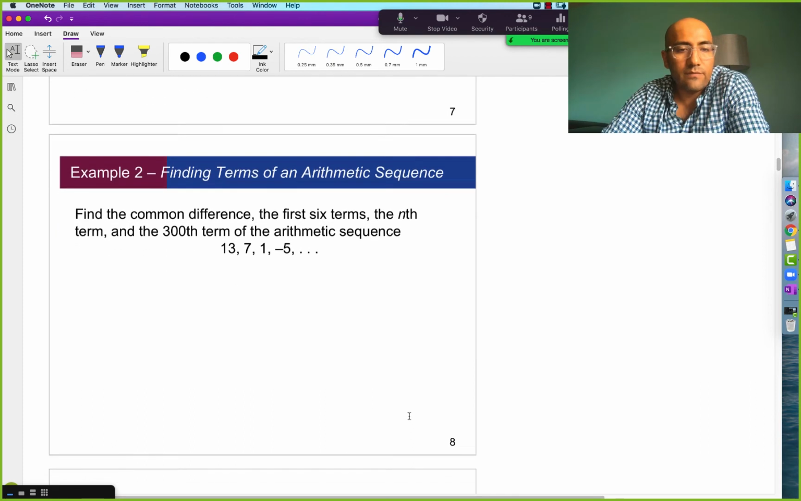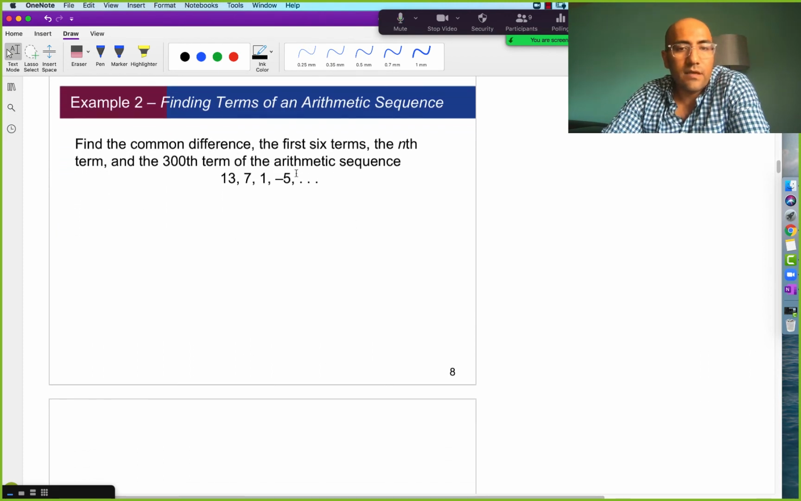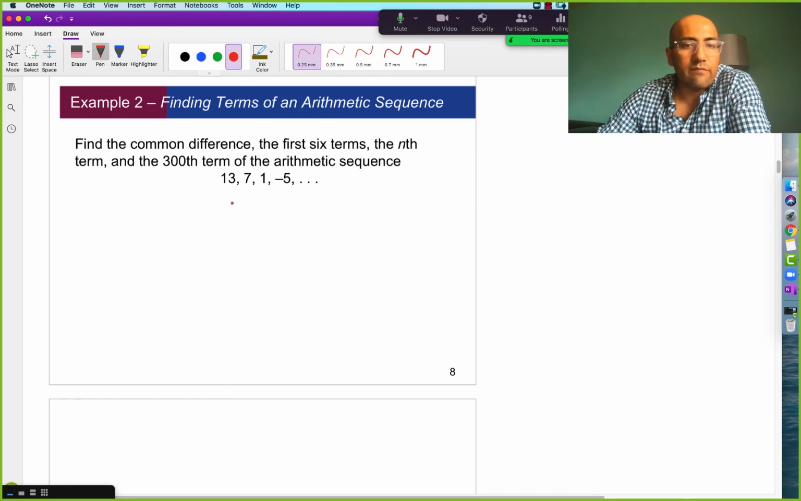Okay, so let's look at this example. Find the common difference, the first 6 terms, the nth term, and the 300th term of this sequence here. So this is a given sequence, so we know that the first value, A sub 1, is that guy, A sub 2 is a 7, A sub 3 is a 1, A sub 4 is a negative 5. And so the A in our formula is A sub 1, and that's a 13. Right? So we know the first value. And to find the common difference, all we have to do is take any 2 consecutive values and subtract them.